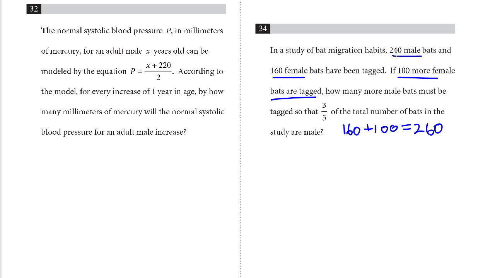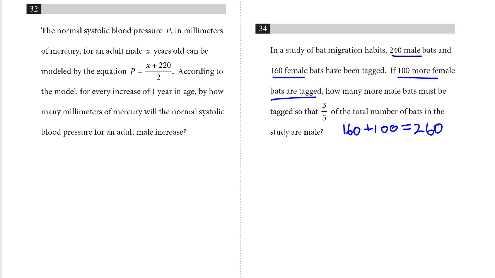So to get 390 from 240 male bats, I have to add 150. So how many more male bats must be tagged? Another 150. That's going to be the answer. Okay. If you didn't follow that, let's go ahead and set up the algebra.